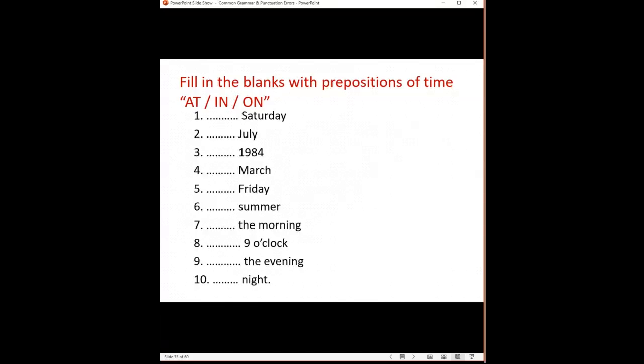Okay, great. So I want you just to check yourself using the prepositions with these words: Saturday, Sunday, Friday. What are you going to use? I want you to use prepositions of time: at, in, on. So when I talk about days, we say Saturday, on, excellent. How about July, the month? July. Great. In. How about if I have a date, 1984? Also in. March, the month.